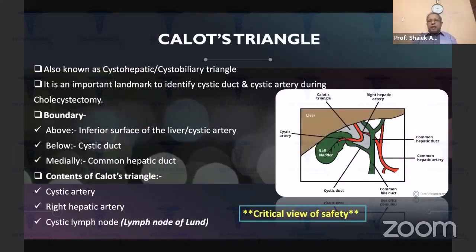If any other ductal structure is seen, that indicates there is a chance that the common hepatic duct or right hepatic duct enters there. For that reason, for the critical view of safety, all gallbladder pictures must be taken on your mobile phone or video recorded, because whenever any issue happens after surgery, you can reproduce in court that this is my operation time video or picture, and I did it safely. So the critical view of safety is very important nowadays.